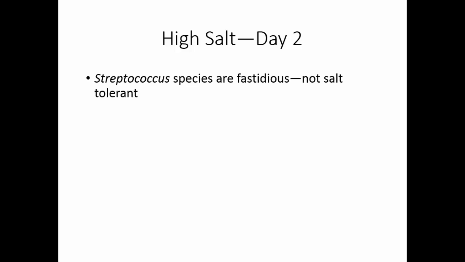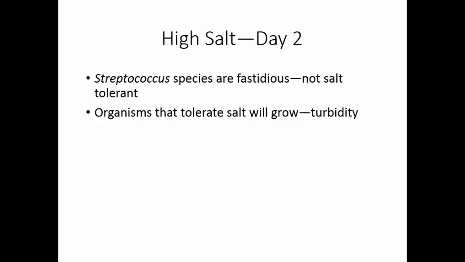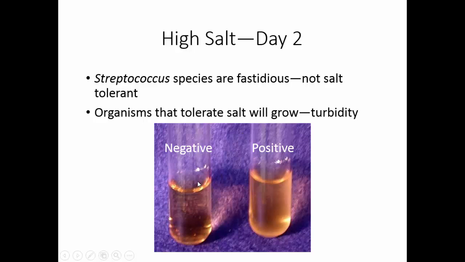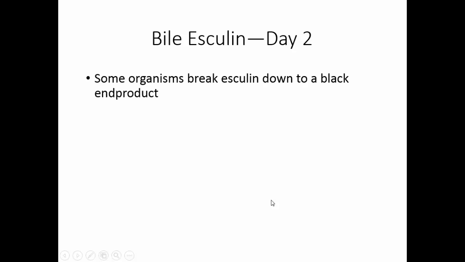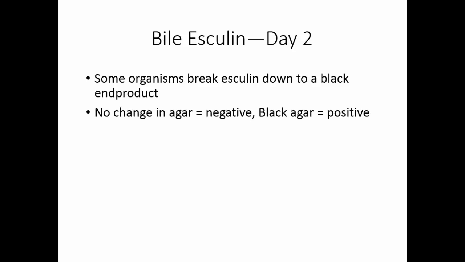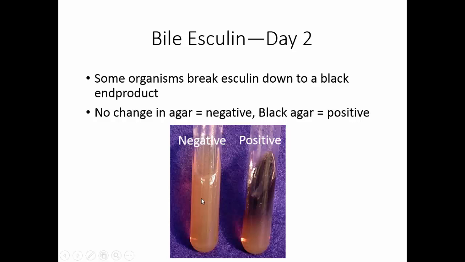Streptococcus species are fastidious and not salt tolerant. Organisms that will tolerate salt grow in high salt broth. Here you see no growth. That's a negative test. Any turbidity in the tube is considered positive. For the bile esculin test, some organisms break esculin down and you get a black end product. So if the agar does not have any change, that's a negative test, but if the agar turns black, that's a positive test. So here you see a negative and a positive.